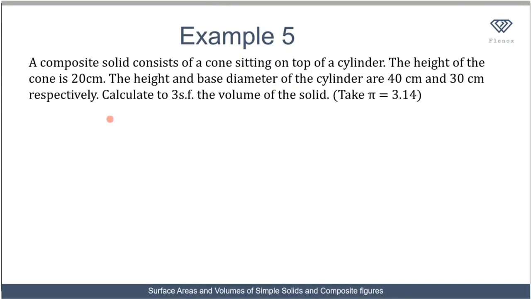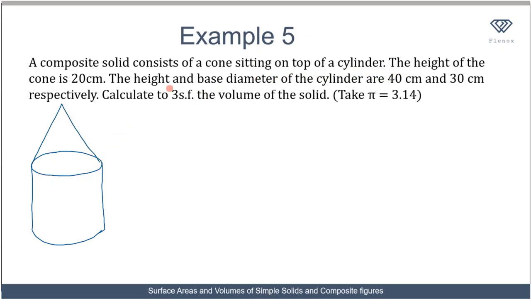And here we're told that a composite solid consists of a cone sitting on top of a cylinder. So you have a cylinder like this, and you are told that a cone is sitting on top of the cylinder. So you have a cone sitting on top of the cylinder.